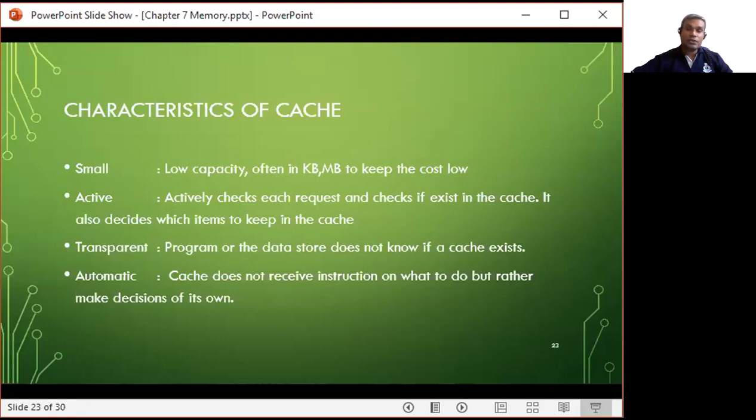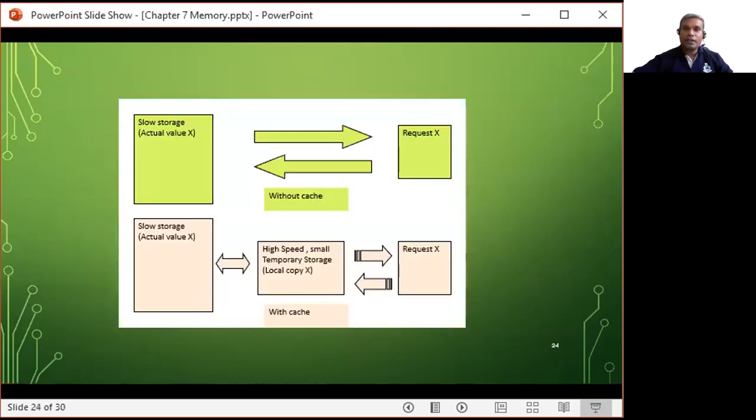And cache is automatic. The cache has its own way of deciding what to replace and what to keep in the cache memory. So here's an example of how the cache works. If you don't have the cache, every time you want to get a variable X, you have to go to the storage, let's say RAM, and get the value. So it takes a long time.